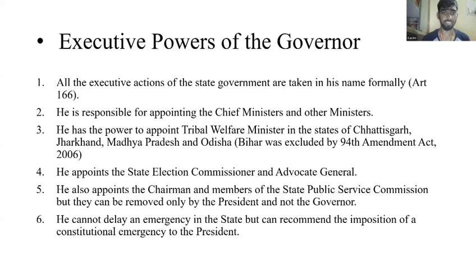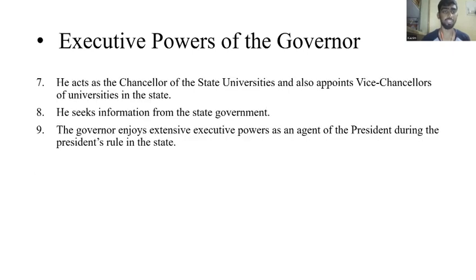He appoints the state election commissioner and advocate general. He cannot declare any emergency in the state but can recommend the imposition of a constitutional emergency to the president. Some other executive powers of the governor are like: he seeks information from the state government. The governor enjoys extensive executive powers as an agent of the president during the president's rule in the state.